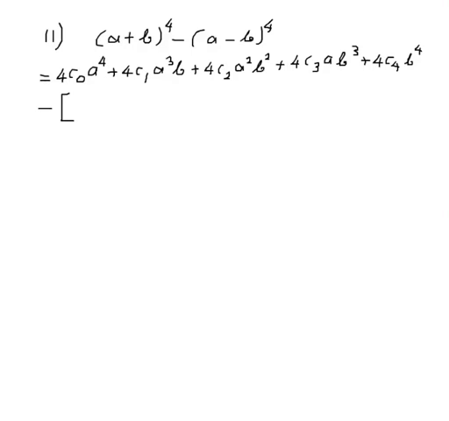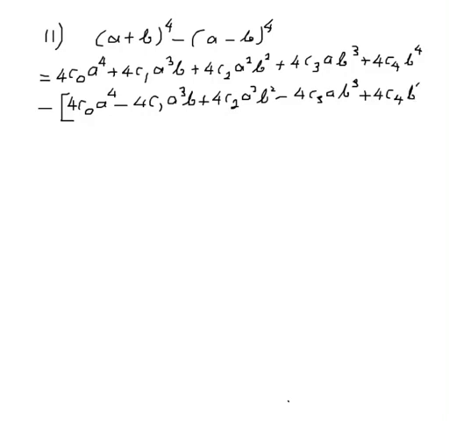This expansion will have alternate positive and negative signs. 4c0 a raised to 4 minus 4c1 a cube b plus 4c2 a square b square minus 4c3 a b cube and plus 4c4 b raised to 4. The first term gets cancelled.